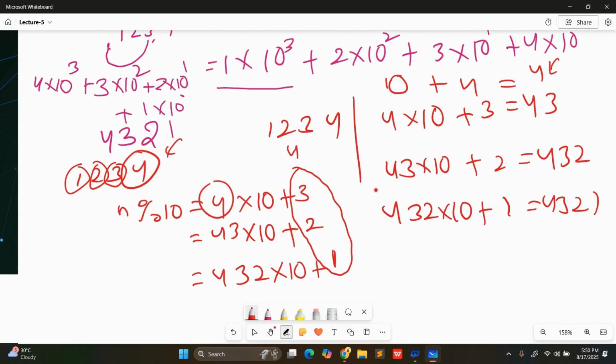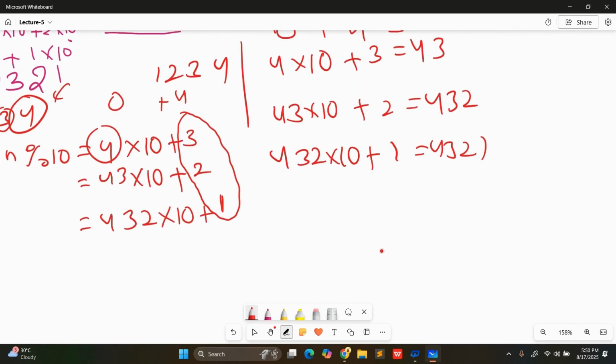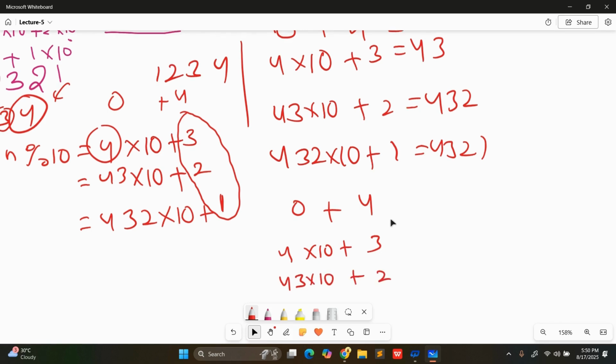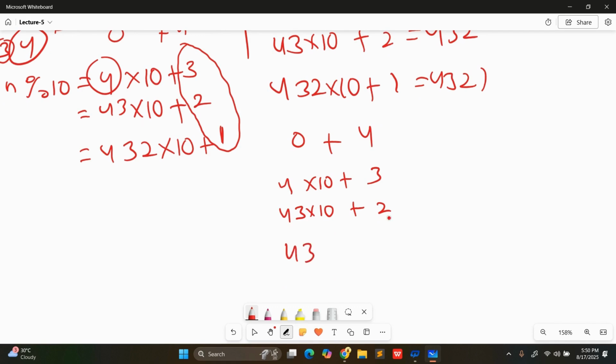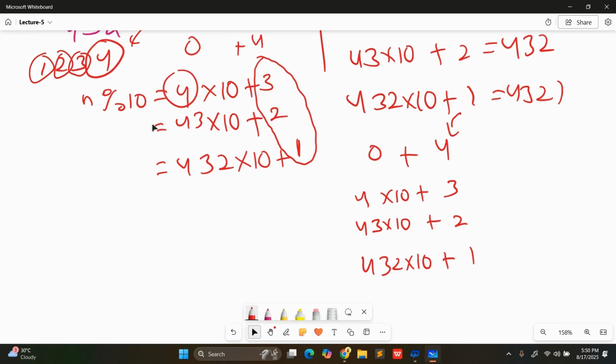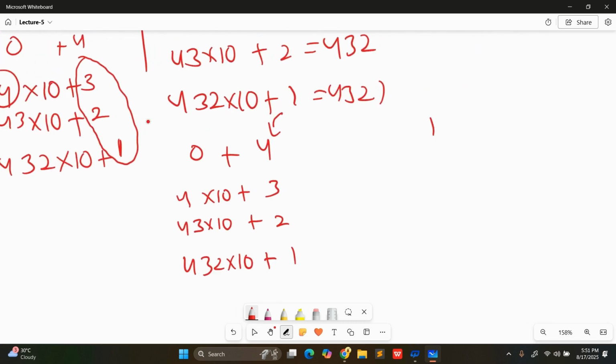So how can we find these remainders? Let's say I should definitely have something like this here, we will have 0. This is a pattern you can observe. Initially 0 plus 4, and after that 4 into 10 plus 3, 43 into 10 plus 2, and the next one is 432 into 10 plus 1. You can observe that every time we are removing a digit from the number 1 2 3 4 and adding it to our answer.